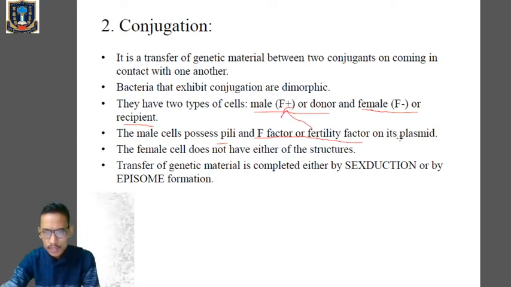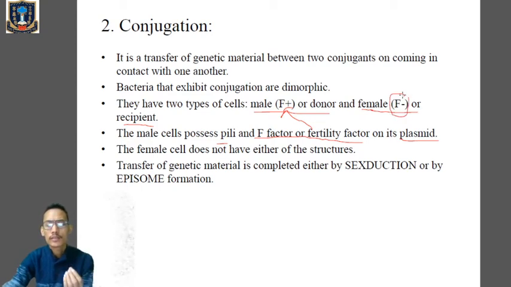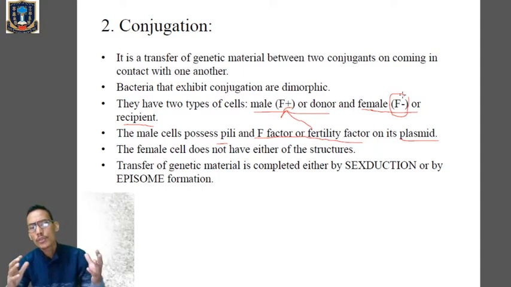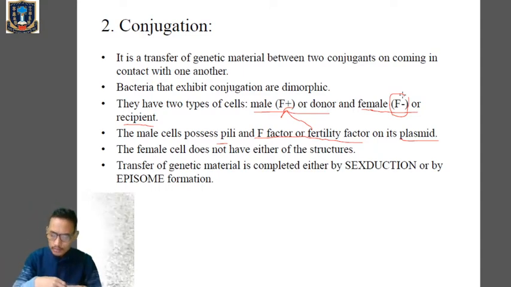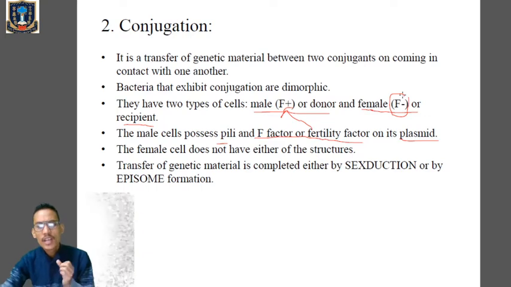Clear? And the plus means they have an extra-chromosomal circular DNA molecule present in bacterial cells. This we have discussed already in our previous classes. But the female cells, F minus, don't have any such structures. They don't have pili or a fertility factor. That's why they are known as F minus. And the transfer of genetic material between the two conjugates is completed by the process of sexduction or by the process of episome formation.